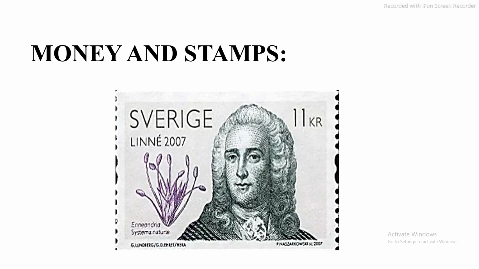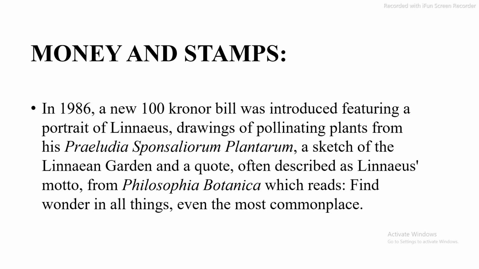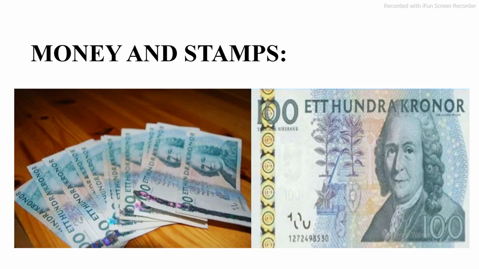So this is the figure of the Sveriges Riksbank issued 11 krona as an honor for Linnaeus in 2007. In 1986, a new 100 krona bill was introduced, featuring a portrait of Linnaeus, drawings of pollinating plants from his Praeludia Sponsaliorum Plantarum, a sketch of the Linnaean garden, and a quote which is often described as Linnaeus' motto from the Philosophia Botanica, which reads, "Find wonder in all things, even the most commonplace." So this is the 100 krona you can see in the figure, which was issued as the honor of Linnaeus.